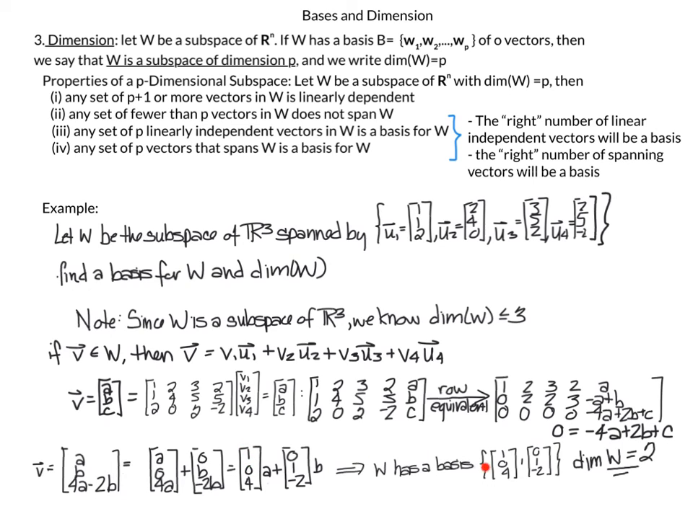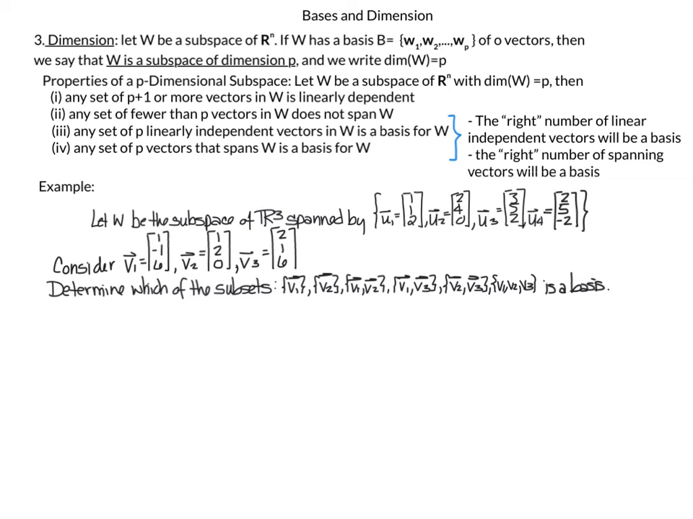negative 2. And therefore, W has a basis of 1, 0, 4 and 0, 1, negative 2. And you can also see that they are linearly independent because they're not multiples of each other, since there's only two of them. And the dimension of W is then equal to 2.